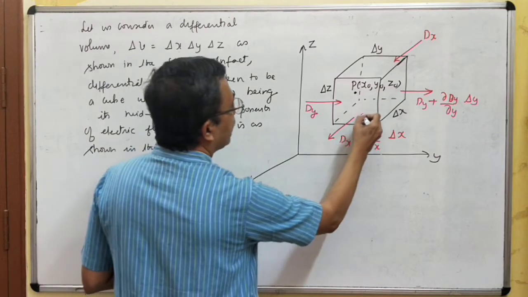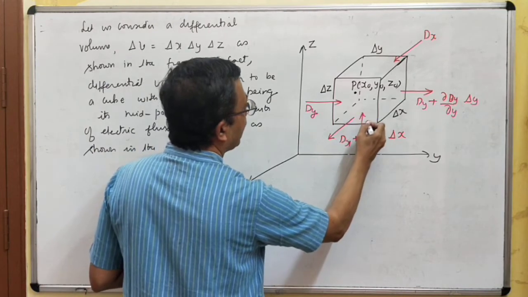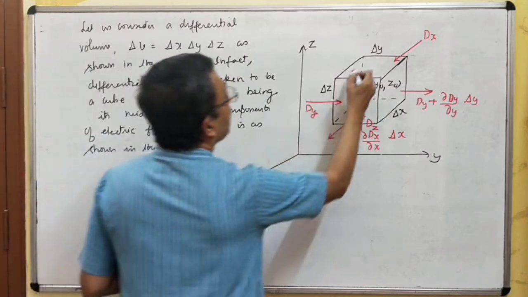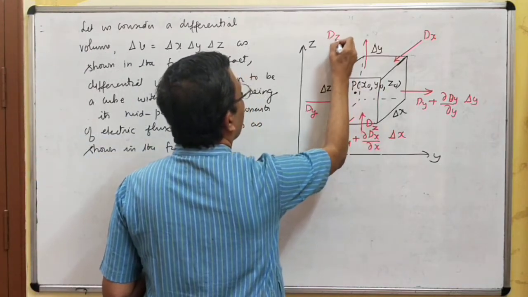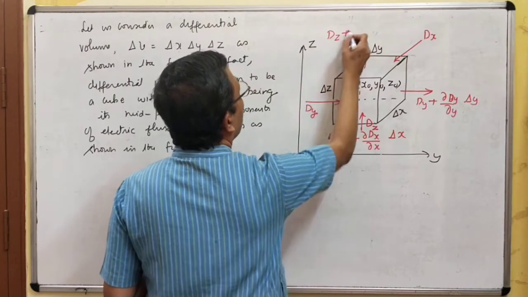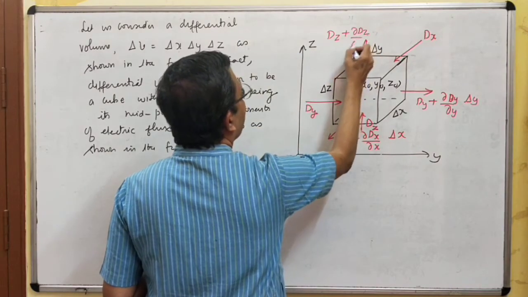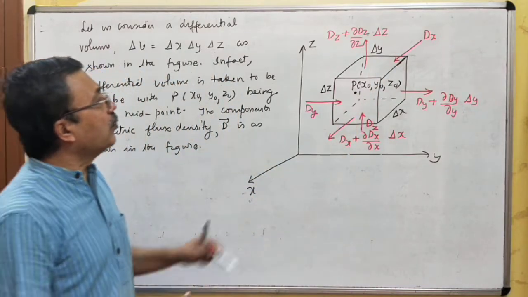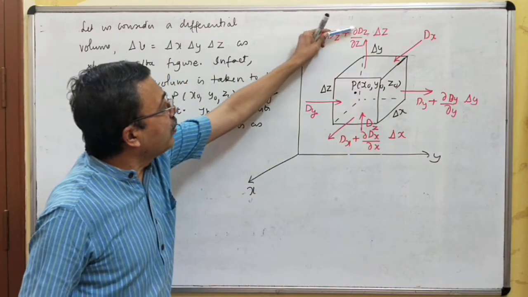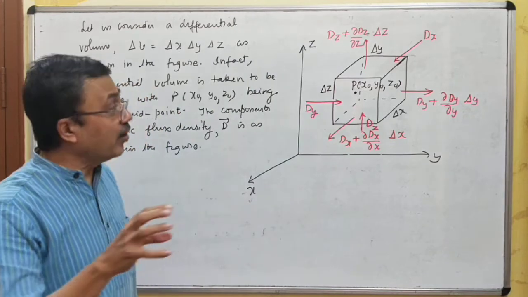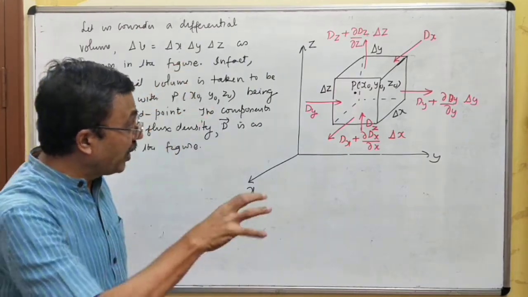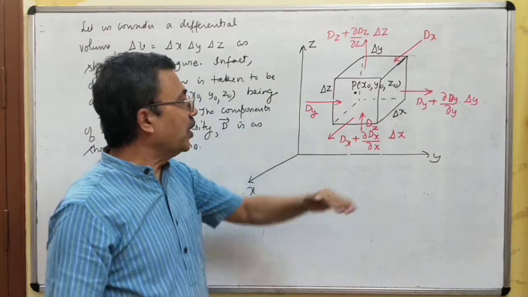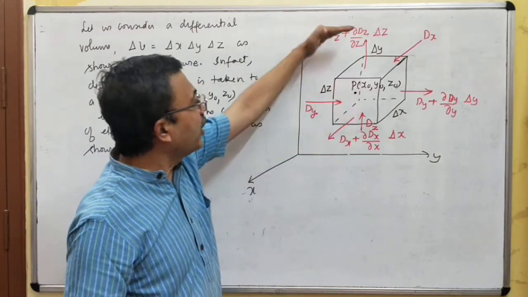Similarly, this is dz. dz is entering the bottom face. dz plus something is coming out of the top. What is something coming out? dz plus dou dz by dou z into delta z. Dou dz by dou z gives the variation per unit length in the z direction, multiplied by the distance between the bottom face and the top face.